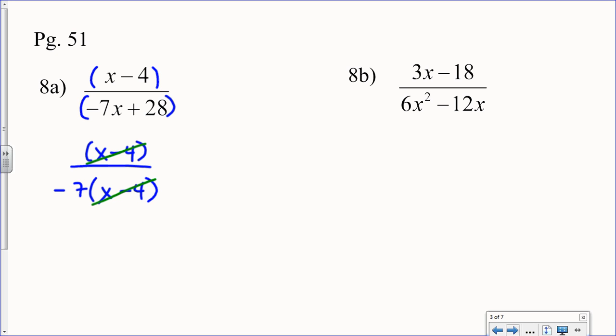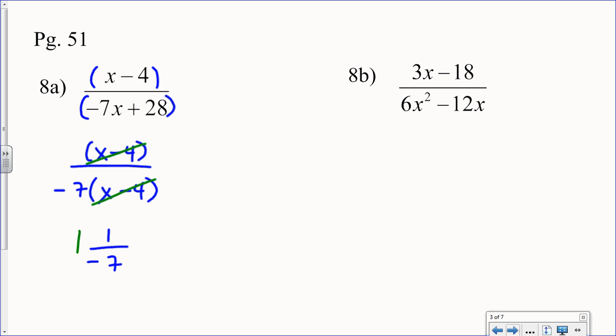Okay, so now my numerator is empty, so that means what? What am I left with in the numerator? 1. I can't leave a numerator empty. I have to put a 1 there. And then on the bottom, I'm left with negative 7. Okay, so there's my answer.